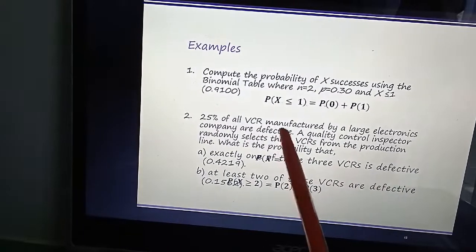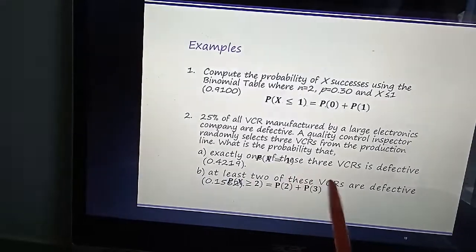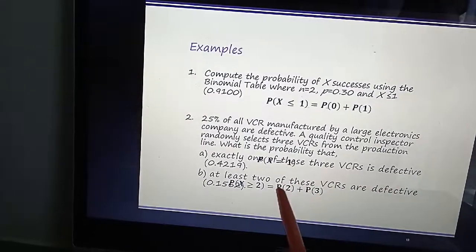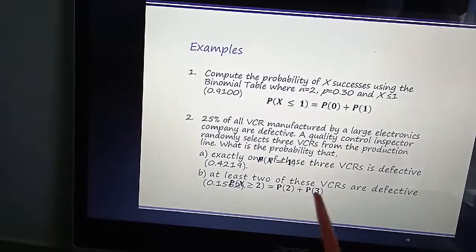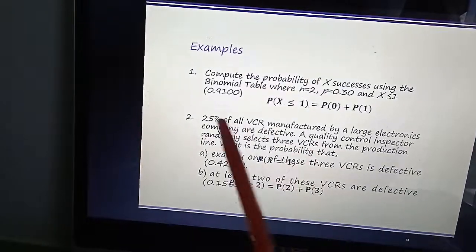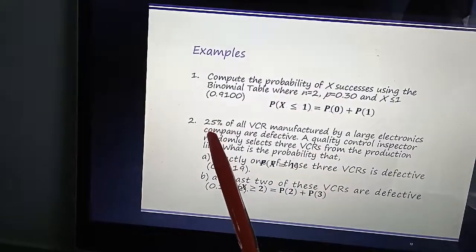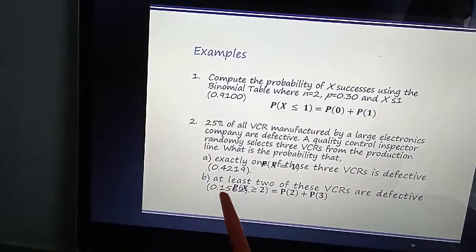Okay, B, at least 2 of these VCRs are defective. Now using the table when n equals 3, at least 2 are defective means the probability when x equals 2 and the probability when x equals 3. So add up P2 plus P3, for n equal to 3 and p is 0.25. Add up, so the answer should be 0.1562.